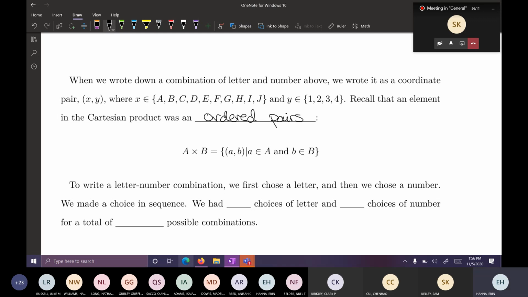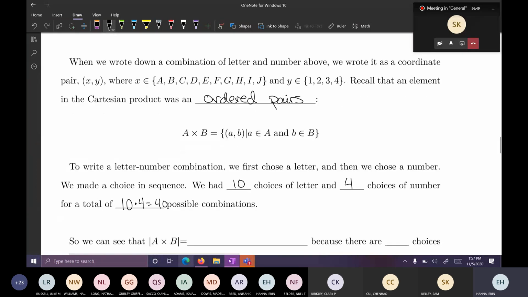So to write a letter number combination, you would first choose the letter and then you'd choose the number, right? Now we're going to choose these in sequence. You choose the letter and then you choose your number. So essentially we have 26 choices of, nope, that's in general. Sorry, I'm going too general here. There are 10 choices of letters and 4 choices of numbers for a total of 10 times 4, which is 40 possible combinations.